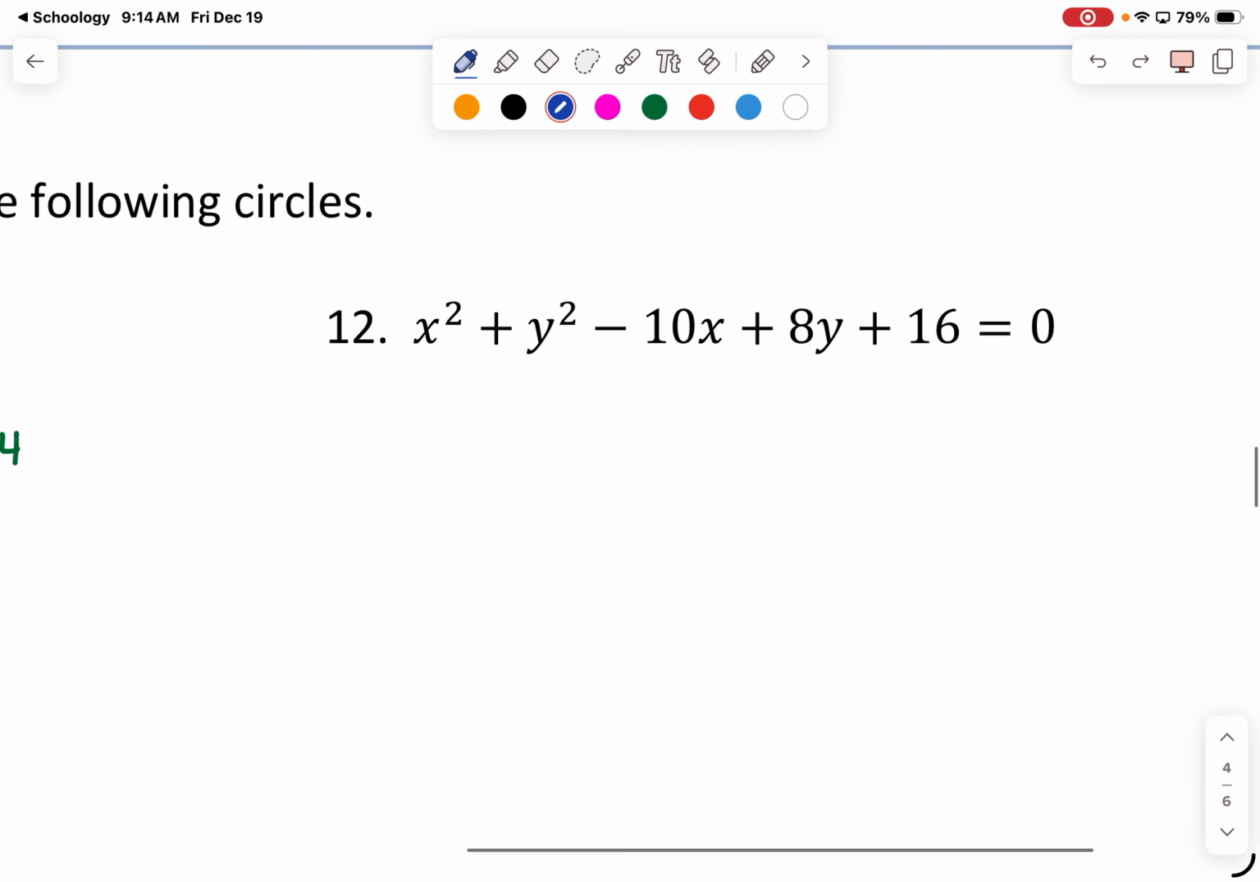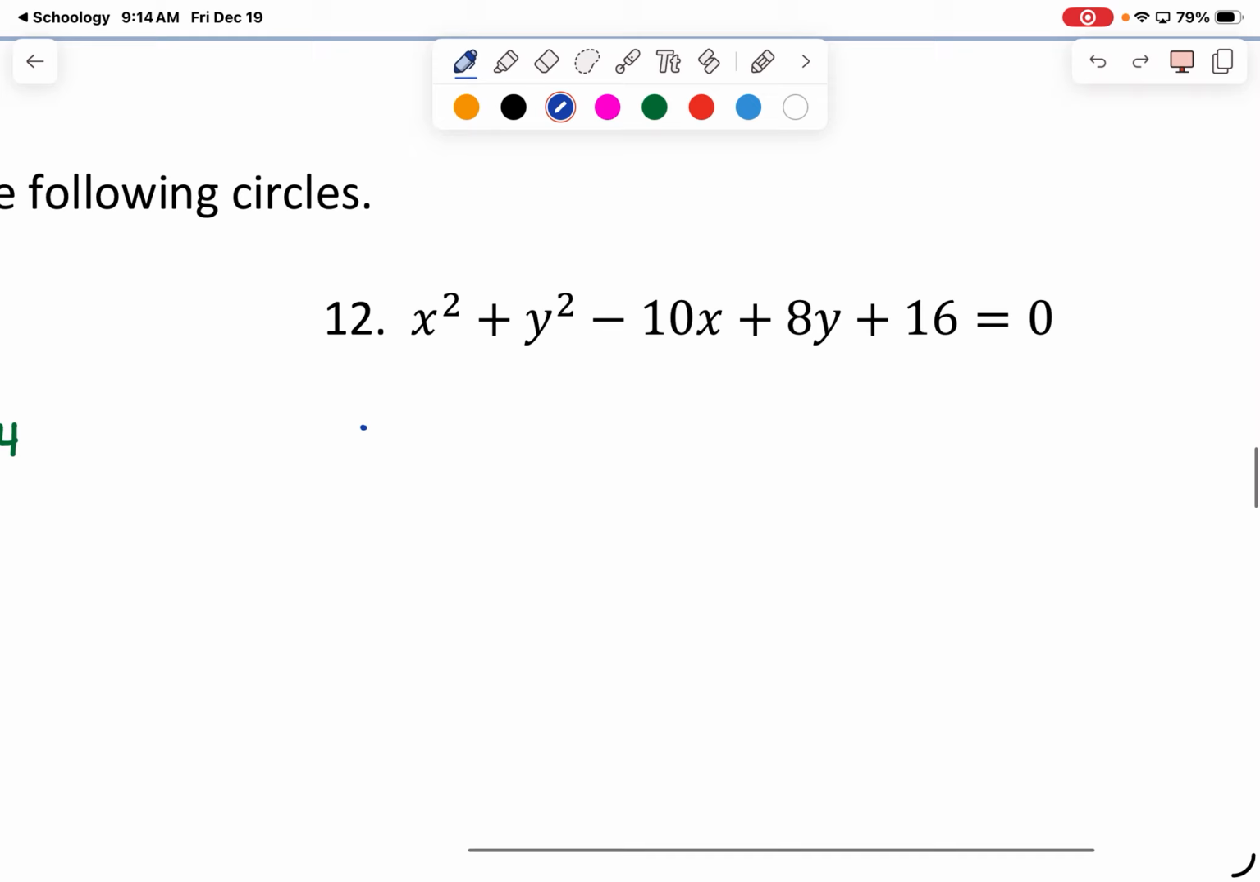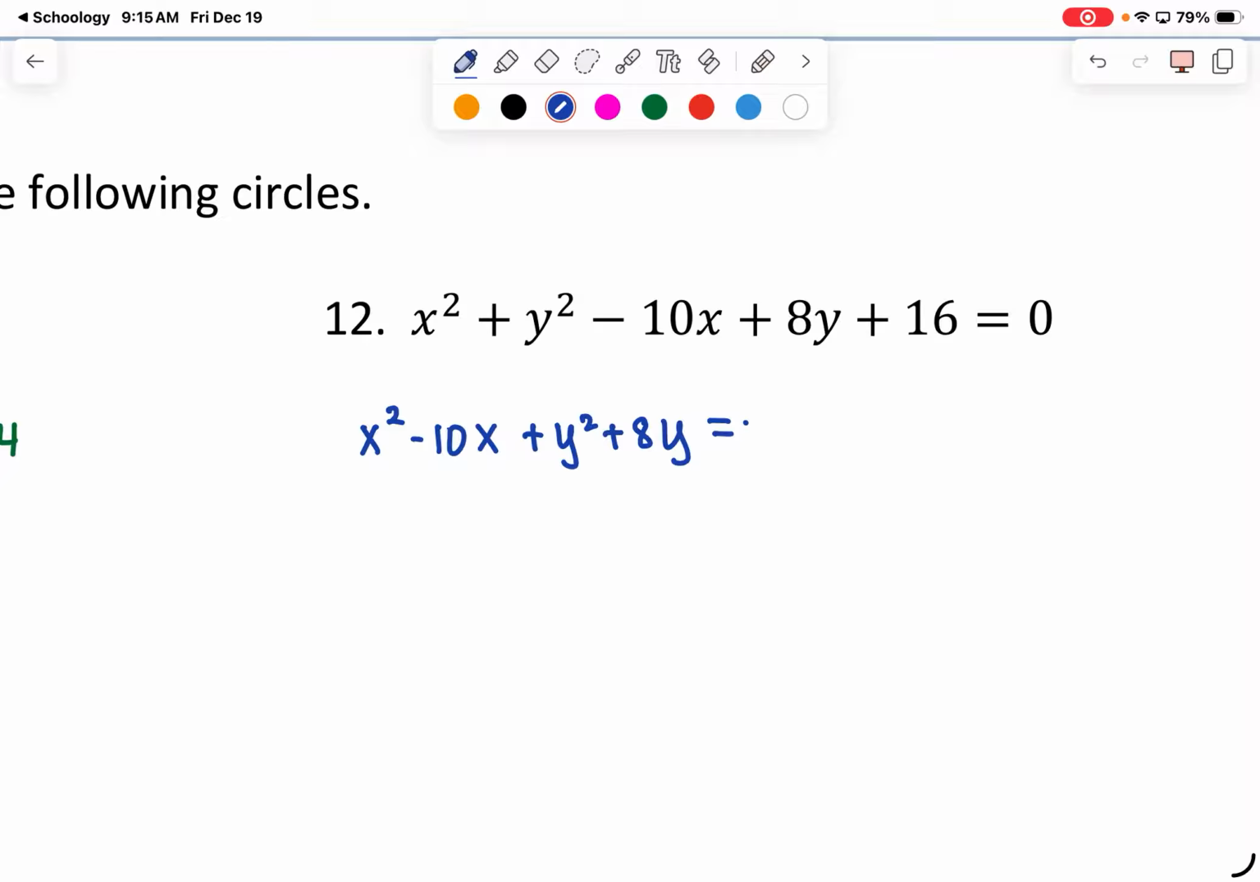All right, looking at this one, I know it's a circle because I see an x squared and a y squared, and there's addition separating it. All right, so first thing I have to do is reorganize this one because this one's not organized. I'm going to put all of my x's together, so x squared minus 10x. Then my y's, y squared plus 8y. And then I'm going to get my constant on the other side, equals -16.